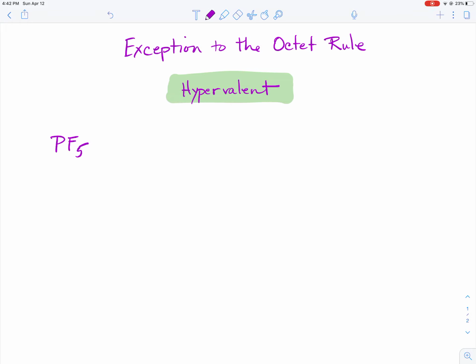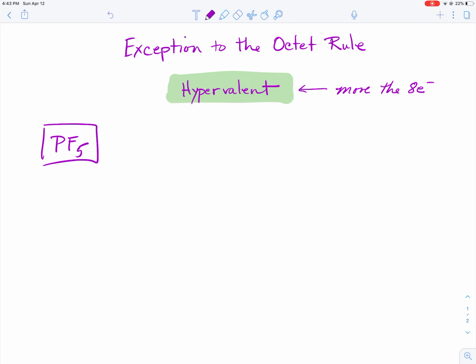So in this video, we're going to look at another exception to the octet rule, and this exception involves elements that are what we call hypervalent. An atom that is hypervalent has more than 8 electrons involved with bonding or lone pairs around that atom. So it will have more than the octet. An example of a substance that is hypervalent is PF5.